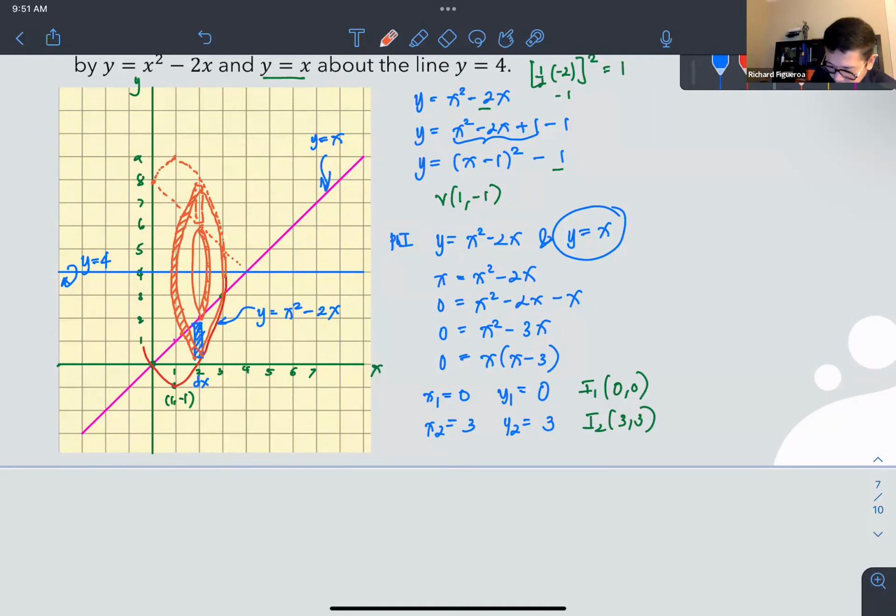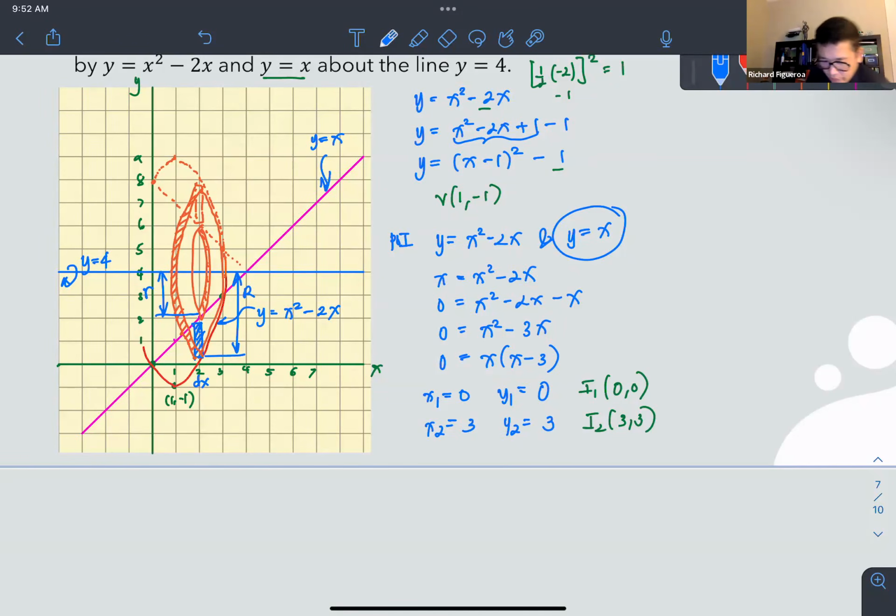But how do we find the formula? Okay, so saan ba siya umikot? So umikot siya doon sa y is equals to 4. So therefore, this one will serve as our outer radius. So saan yung maliit? Ito naman yung pinaka inner radius natin. So outer radius and the inner radius.